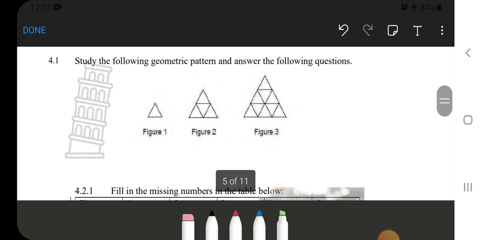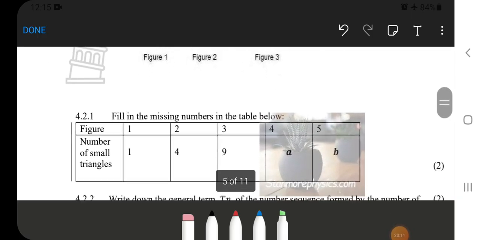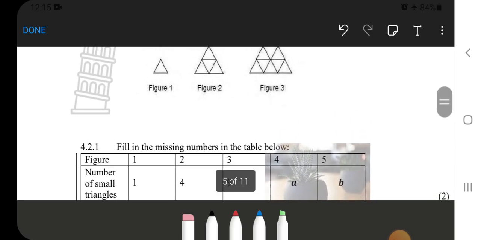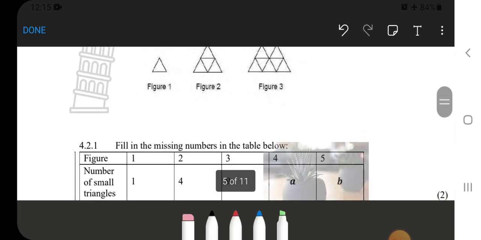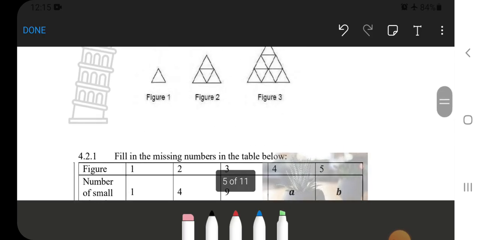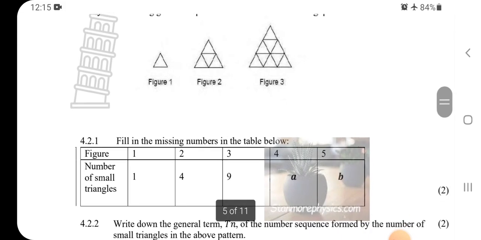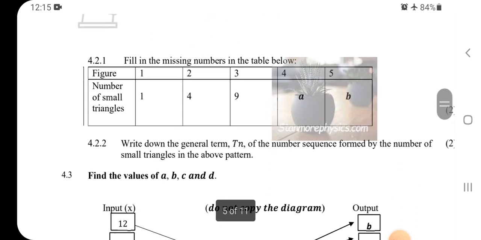And then now here, we are given another pattern. Study the following geometric pattern and answer the following questions. So here we have figure 1, figure 2, and figure 3. Fill in the missing numbers in the table below. So for figure 1, we have 1 triangle. And then for figure 2, we have 4 triangles. And then for figure 3, we have 9 triangles. So how much would we have for figure 4 and figure 5?